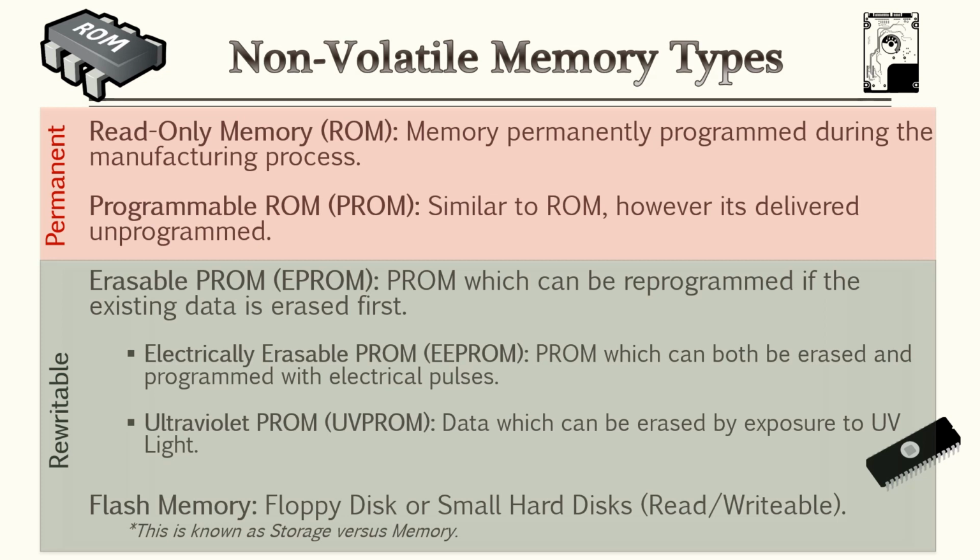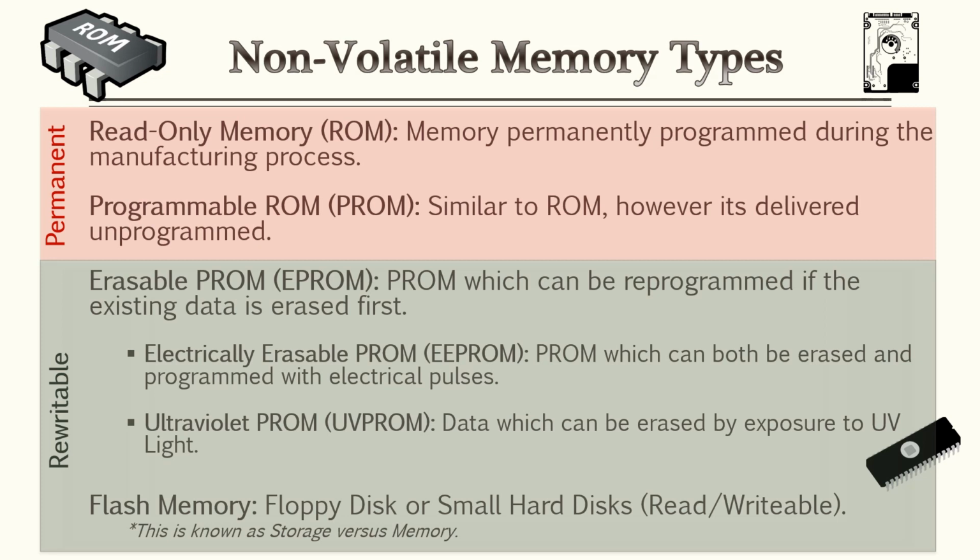This is typically data that can be rewritten once it's erased. And then that has subtypes. Electrically erasable PROM, and this can be both erased and programmed with electrical pulses. And then you have ultraviolet PROM, where the data can be erased when exposed to UV light. This is typically a chip that has a circle on the top where you have a piece of tape over it to keep it from being exposed to UV light. Anytime you want to erase it, you remove that piece of tape.